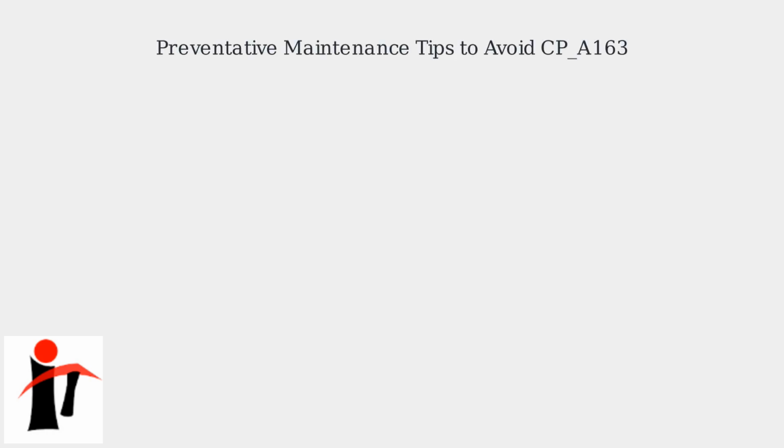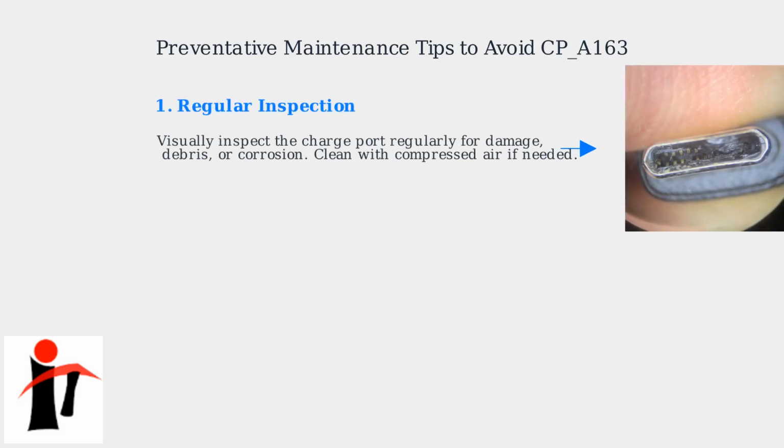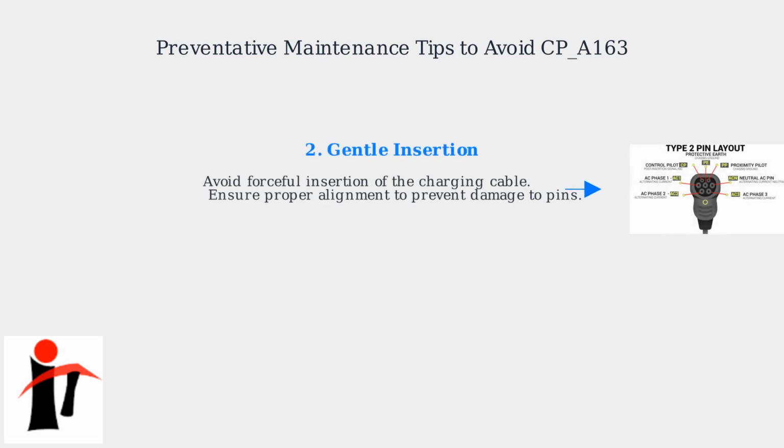To minimize the risk of CP A163 errors in your Tesla Model 3, practice these preventative maintenance measures. First, perform regular visual inspections of your charge port. Look for any damage, debris, or signs of corrosion. If you notice buildup, gently clean it with compressed air to prevent connectivity issues. Second, always use gentle insertion when connecting your charging cable. Avoid forcing it in, as this can misalign pins or damage the port mechanism. Proper alignment protects the electrical connections.